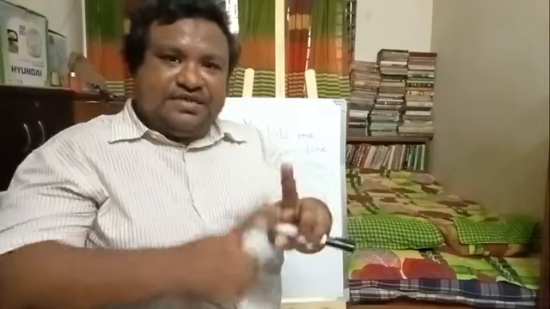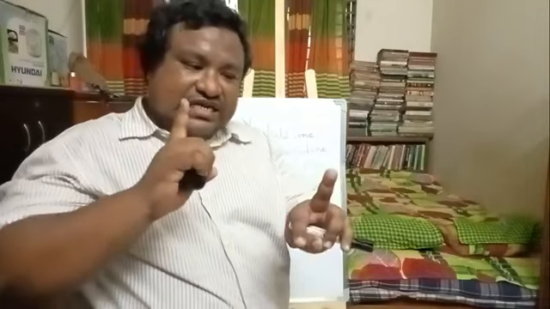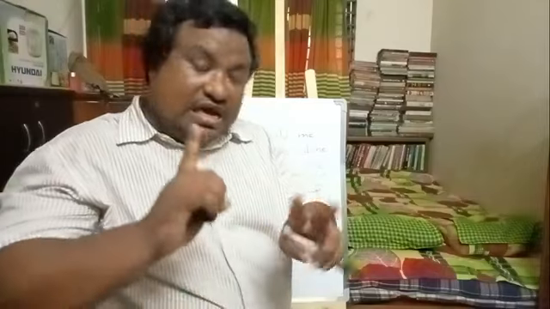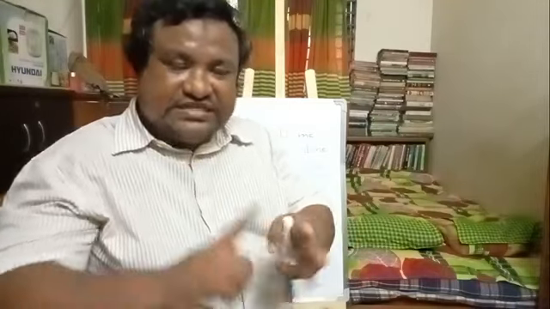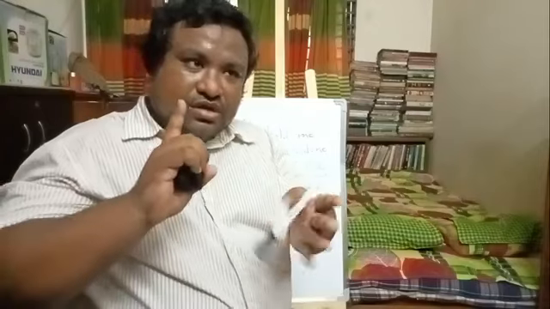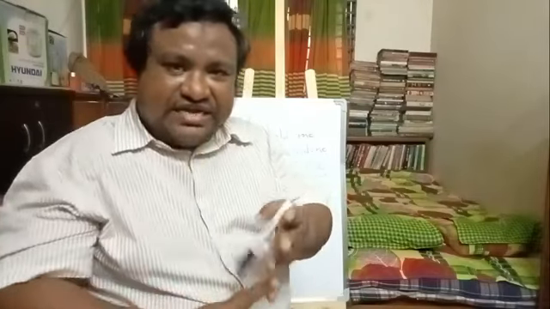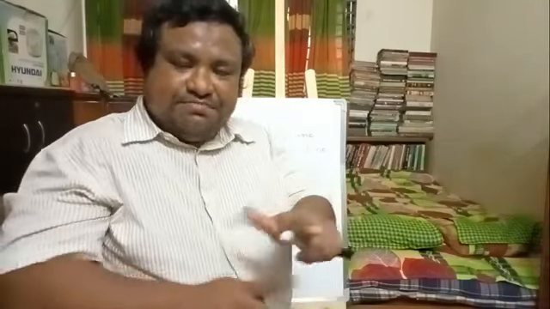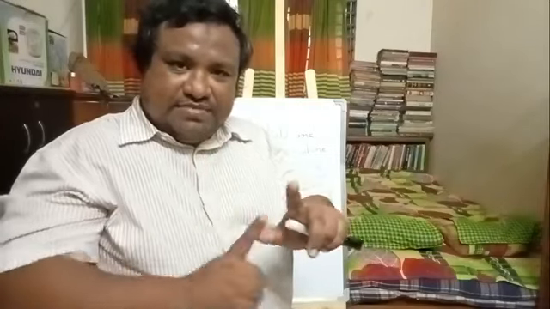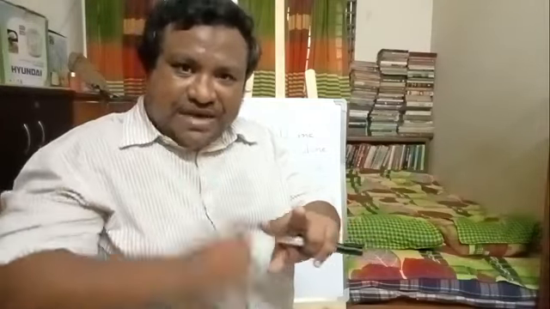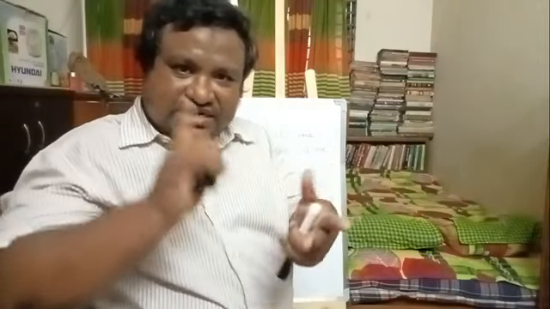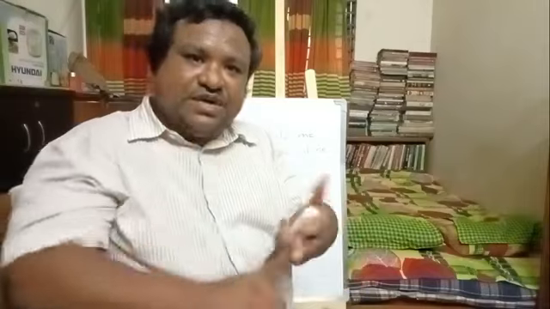So the formula is: simple present tense will be changed into simple past, present continuous will be changed into past continuous, present perfect will be changed into past perfect. Again, simple present, simple past; present continuous, past continuous; present perfect, past perfect; present perfect continuous, past perfect continuous. That's it. So that is enough for today.